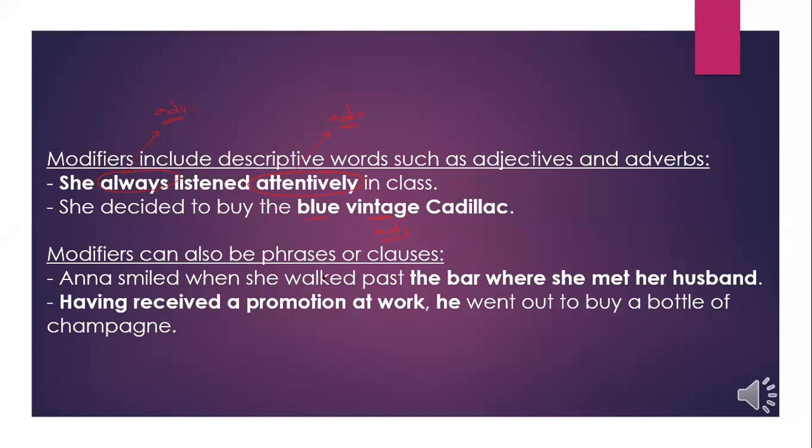Anna smiled when she walked past the bar where she met her husband. طبعا هو هنا الحاجة المودفايد هي الايه؟ The bar, and it's being modified by the clause where she met her husband. Which bar? The bar where she met her husband. فدي كلها clause. ليه قلنا عليها clause؟ عشان فيها subject وفيها ايه؟ وفيها verb. فسميناها clause.